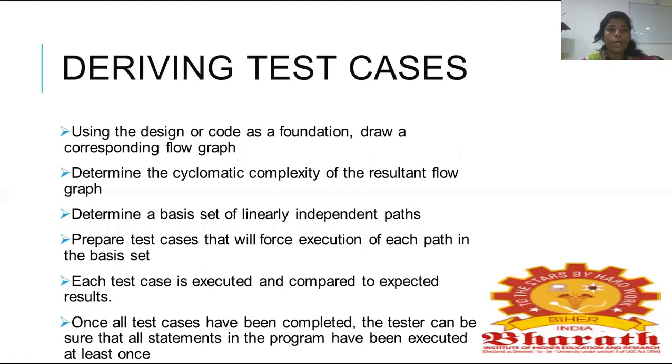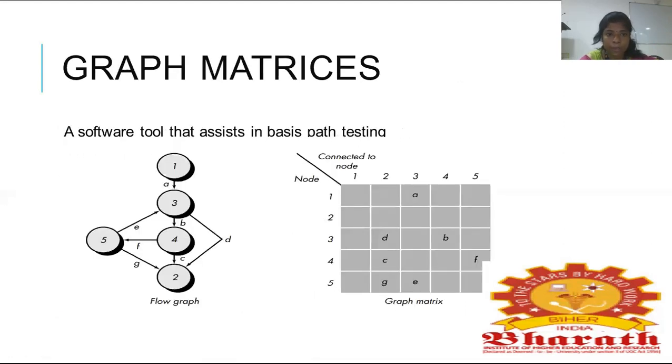Now how am I going to derive my test cases? Using the design or code as a foundation, you draw the corresponding flow graph. Then compute the cyclomatic complexity of the resultant flow graph. Linear independent paths I have to derive. Next, I have to prepare the test cases. After preparing the test cases, I should execute all of them. Once all the test cases have been completed, the tester should ensure that all the statements in the program have been executed at least once.